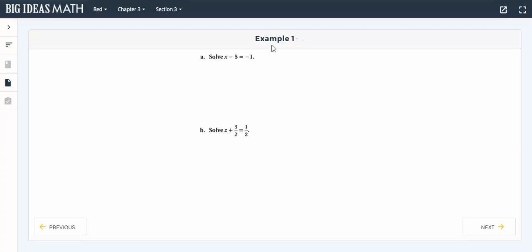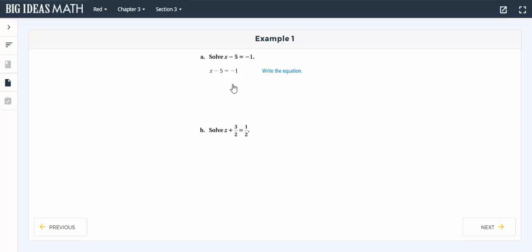In example 1, we are going to solve x minus 5 equals negative 1. When you solve an equation, you need to do the opposite. What we are basically doing is trying to get the variable by itself. In order to do that, you do the inverse operation. So I've got a negative 5 here, and I want to undo it so I get x by itself.